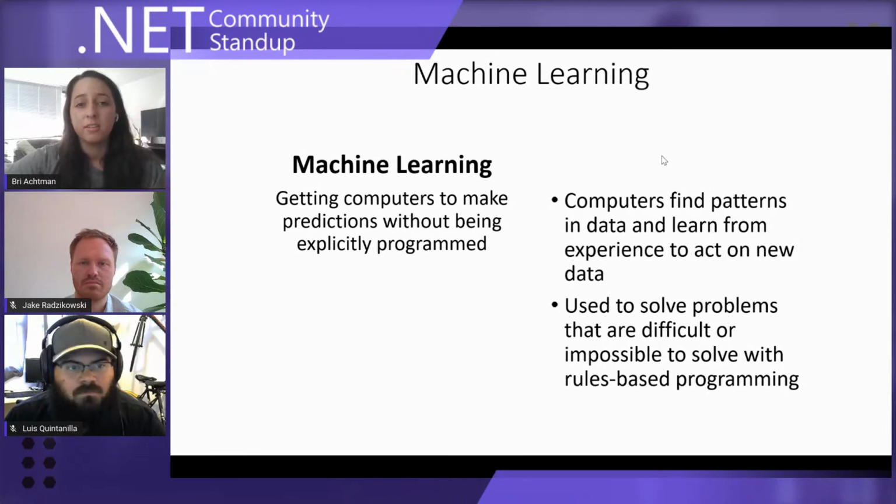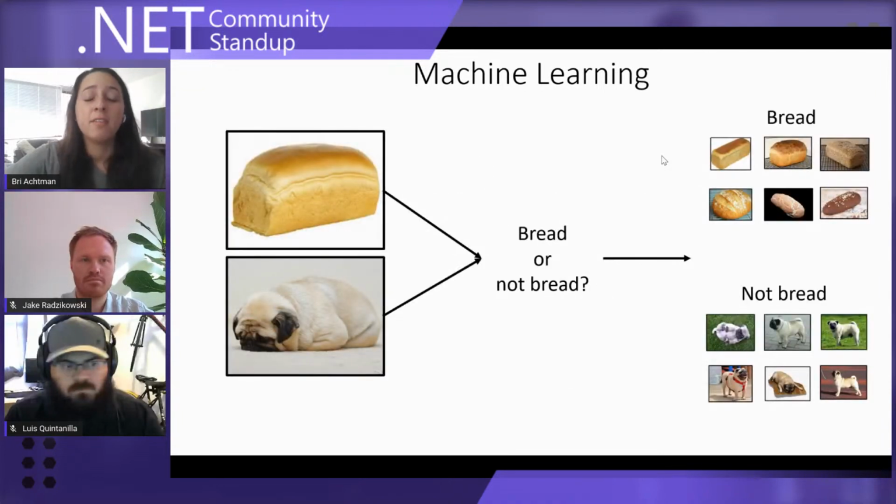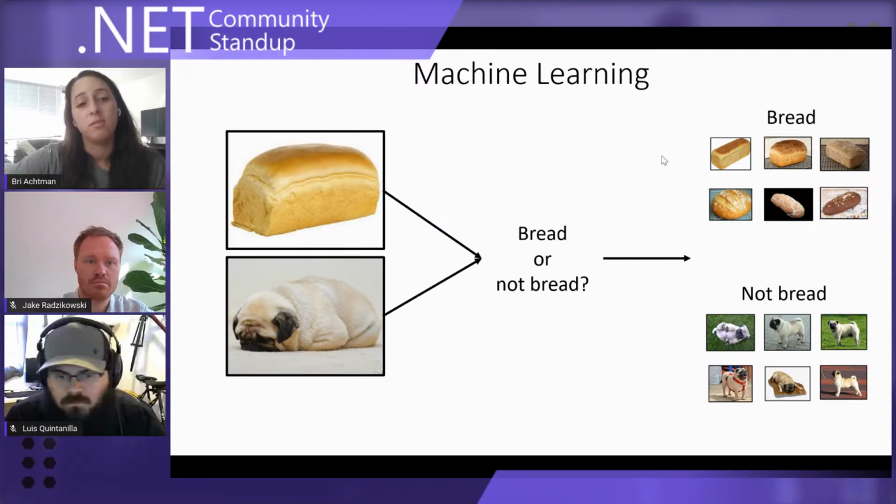So what happens here is computers will find patterns in past data, learn from this experience, and then use their past experience to act on new data and make predictions. So again, it's used to solve problems that might be difficult to solve with traditional rules-based AI. And as an example, with the bread or not bread, instead of having all these if statements, what you would actually have is a bunch of examples of bread and a bunch of examples of not bread. And you'll use an algorithm to train a model and then use this model to use its past experience to predict if this new thing is bread or not bread.